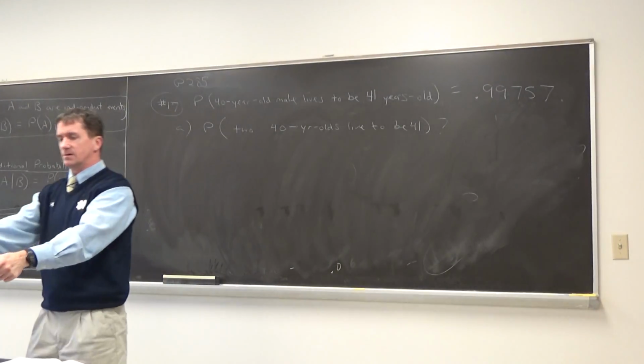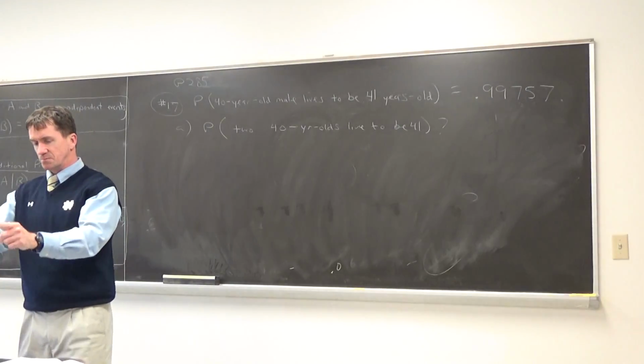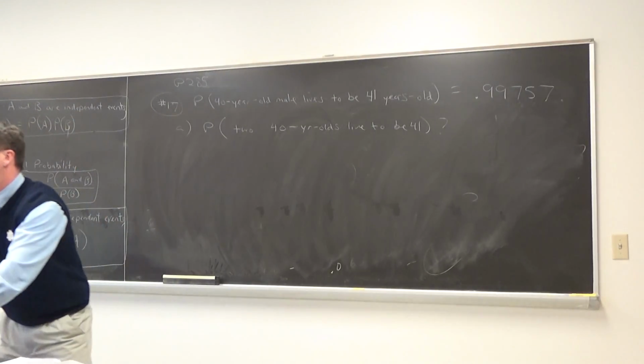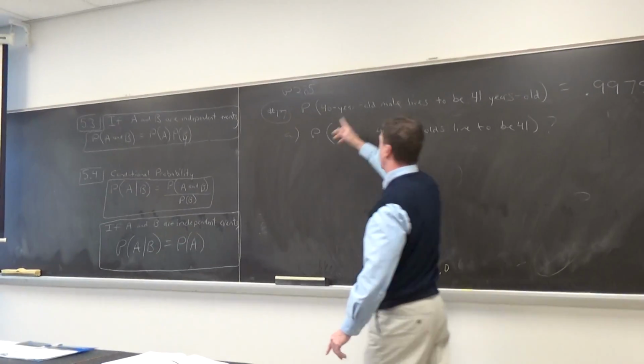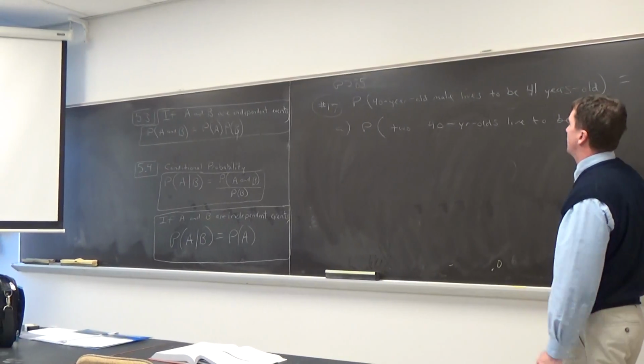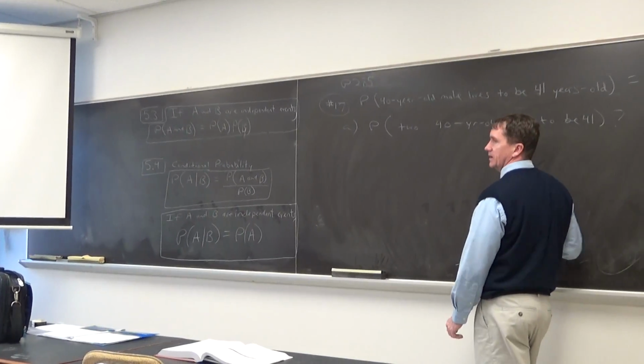All right, here they are. They're randomly selected. They're both 40. What's the probability you make it another year and you make it another year? We're multiplying these, right? And they're randomly selected, so definitely independent events because they're just randomly selected 40-year-old males, right?